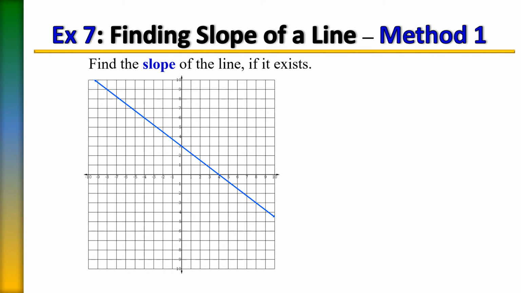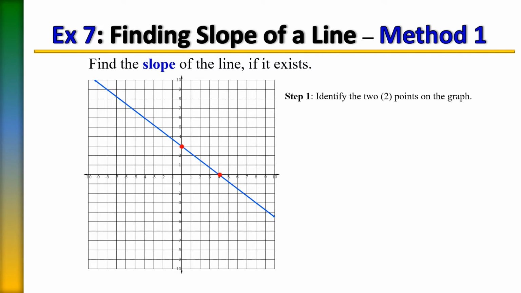So one method for finding the slope of the line is to simply find any 2 points on the line. It doesn't matter which 2 points that you choose. I'm going to go ahead and pick 2 points. So here I chose the x-intercept here of 4, 0, and for the y-intercept here, we also chose a point here of 0, 3.